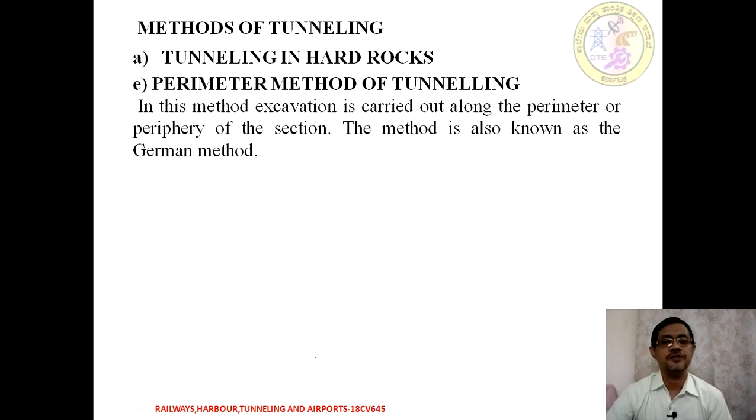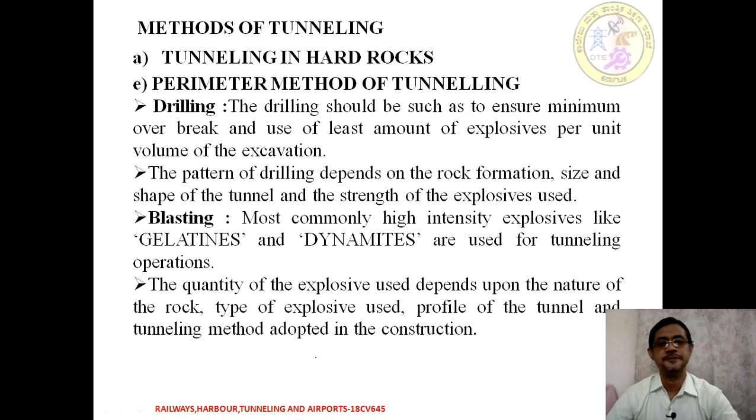The next type of method is the perimeter type, in which the excavation is carried out along the perimeter or the periphery of the section. This method is also known as the German method. So these are the different techniques we adopt in the case of hard rock.